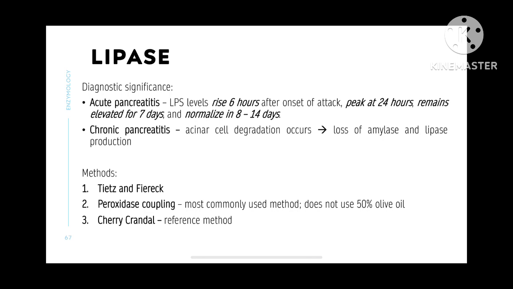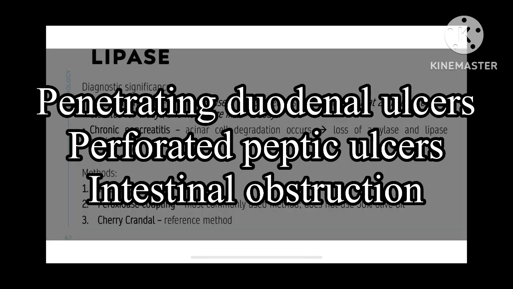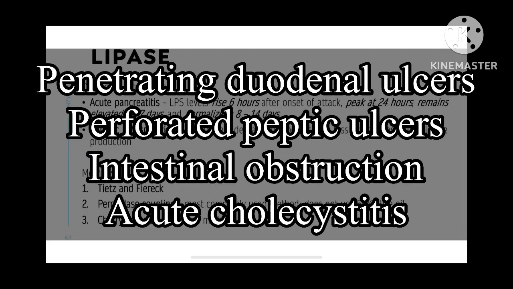Elevated lipase levels also may be found in other intra-abdominal conditions, but with less frequency than elevations of serum amylase. Elevations have been reported in cases of penetrating duodenal ulcers and perforated peptic ulcers, intestinal obstruction, and acute cholecystitis.